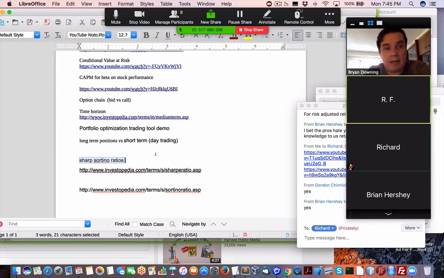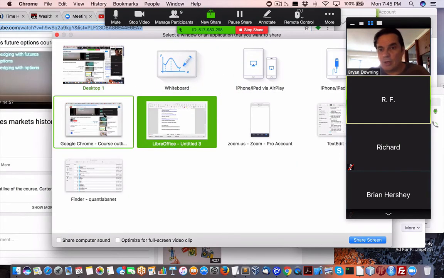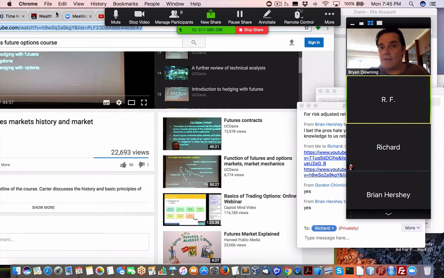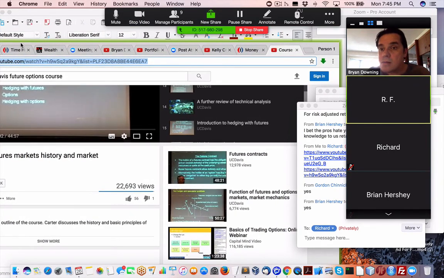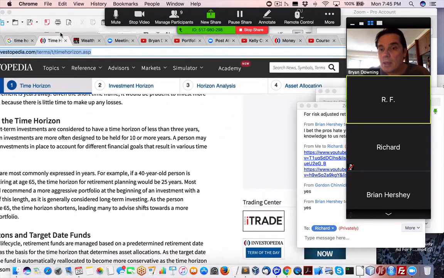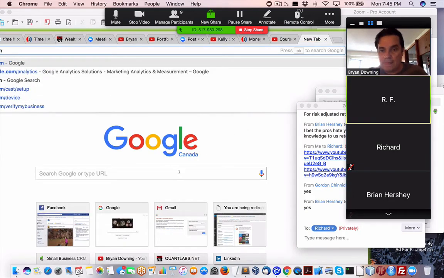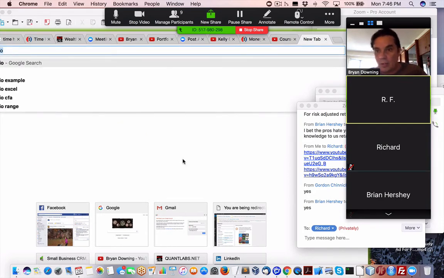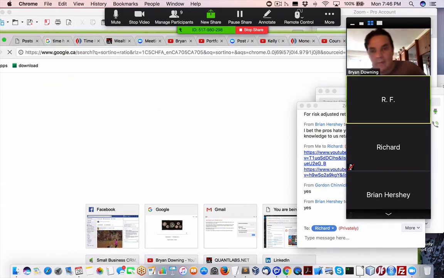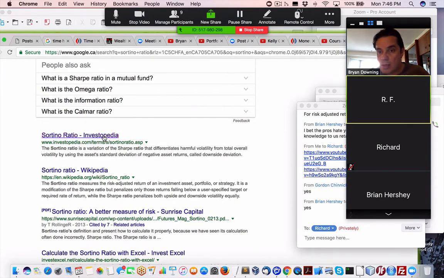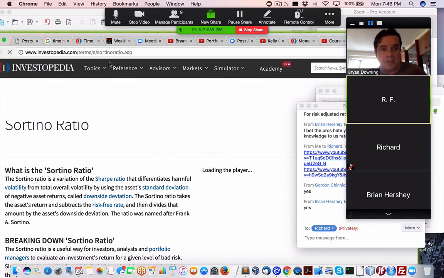Now, the big one that a lot of people forget is the Sortino. Let me pull up that definition here. Hang on. Let me know if you can see my browser okay. Okay, I do have it defined here somewhere. Okay, let me just do another Google search. I like using Investopedia because the definitions are very simple for Luddites like me. Okay, so here's the Sortino ratio. I'm going to pull up the Investopedia one. I'm not here to teach, but I'm just here to show you what you can use.